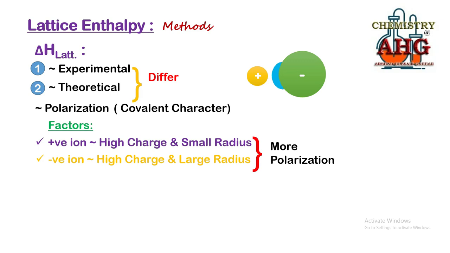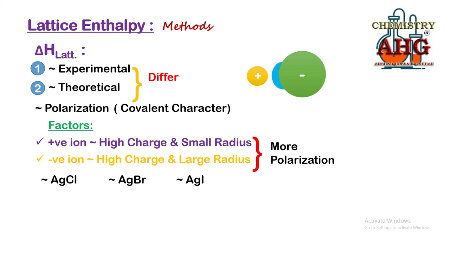For example, take the example of a set of silver compounds: AgCl, AgBr, AgI. Two answers you can give me from this information. Based on these factors, you can tell me which one of these compounds would have more polarization, and which one of these three compounds would have maximum deviation between its experimental and theoretical lattice enthalpy value. So let's take the example.